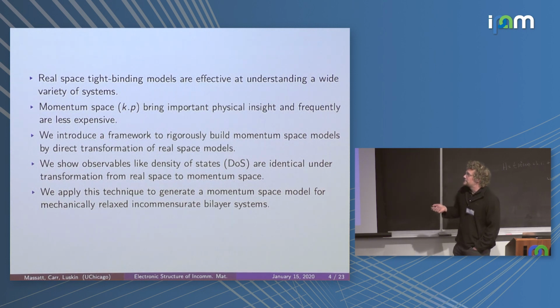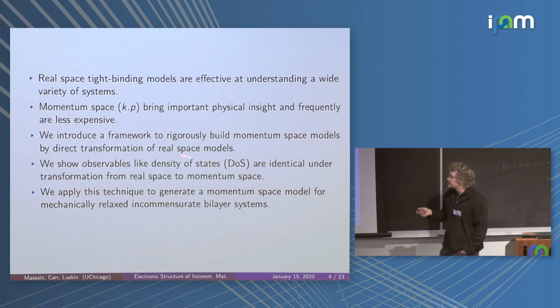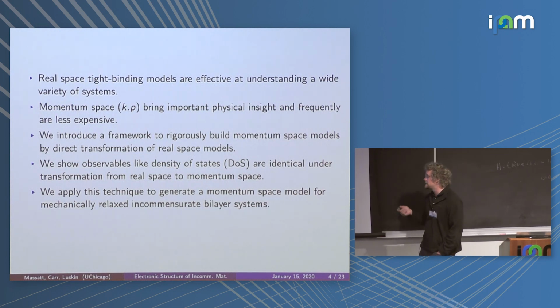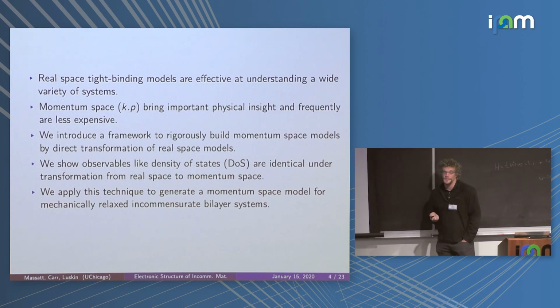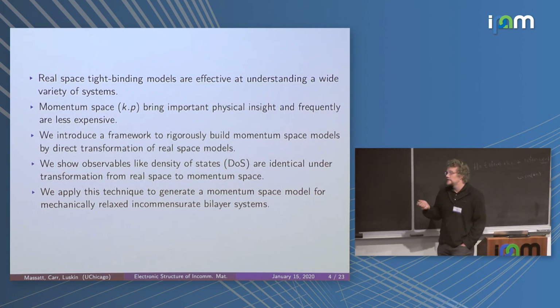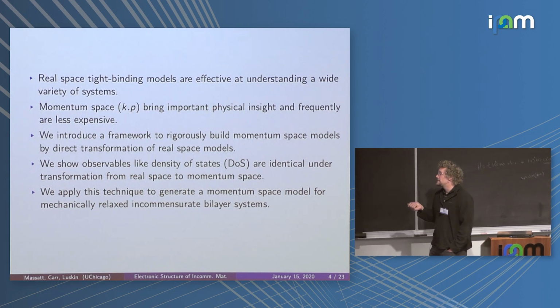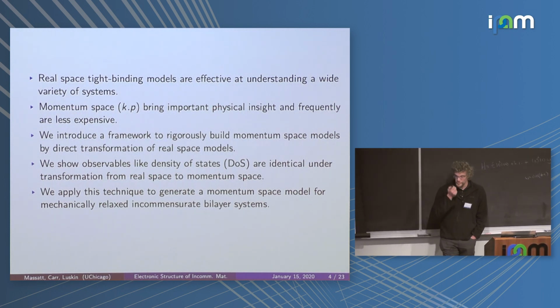So what this work is going to do is build a framework to rigorously transform a real space model into a momentum space model. And as a particularly interesting example, we're going to do that for relaxed incommensurate bilayers. And we're going to show that observables, such as the density of states, are preserved under this transformation. So the transformation is an exact transformation that preserves all the observables that you're going to be interested in. I'm going to focus here on density of states, but we have work that also does this with conductivity. So we have that real space discussion of conductivity, but also a momentum space version for twisted bilayers.